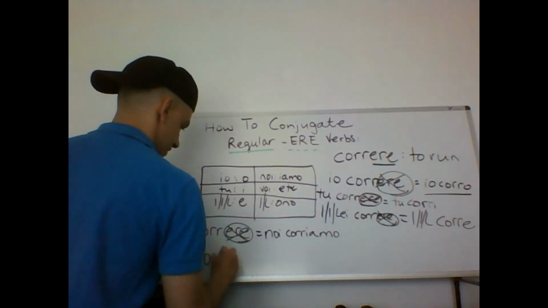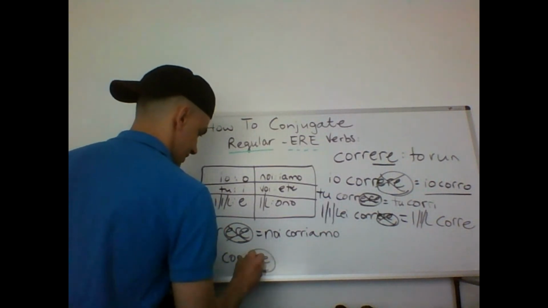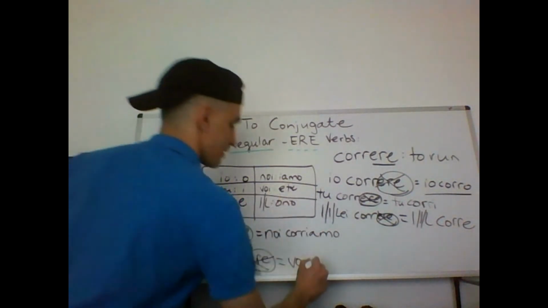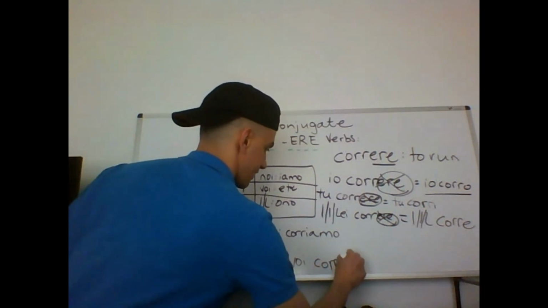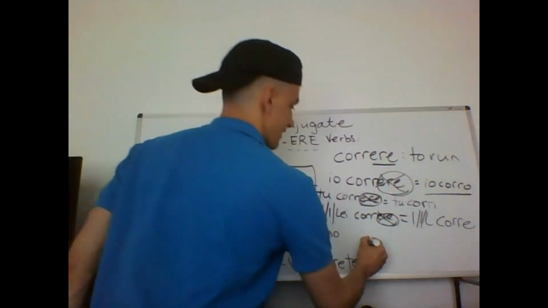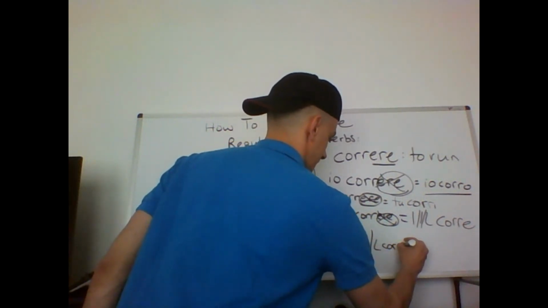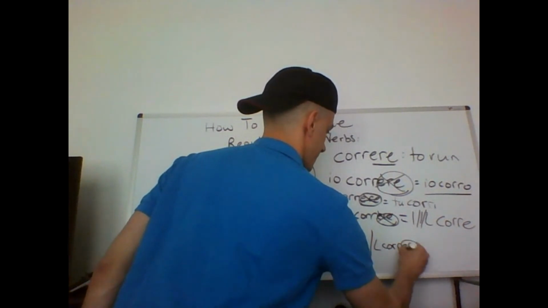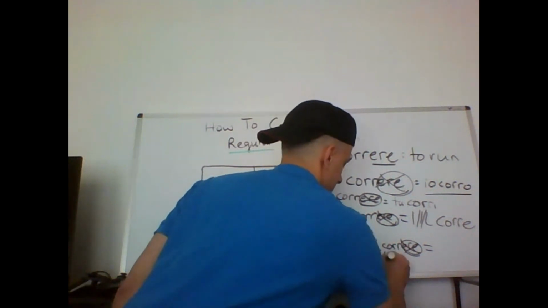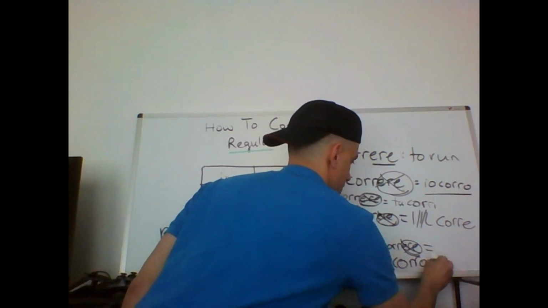Now voi correre. Again, knock that out. Voi correte. You all run. And then last but not least, loro. Chop that off. And we got corrono.